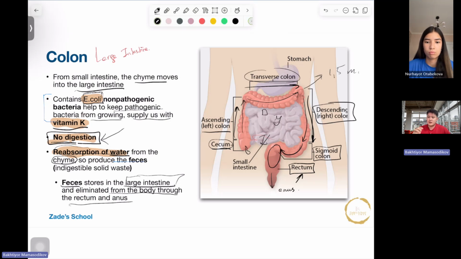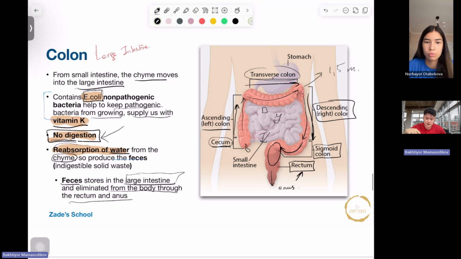Okay, any questions? So let's count the alimentary canal structures: mouth, esophagus, stomach, then duodenum, jejunum, ileum, right? And then cecum, ascending colon, transverse colon, descending colon, then sigmoid colon, rectum, anus. You should know all of them. All of them should be memorized. A second name for the colon is large intestine.